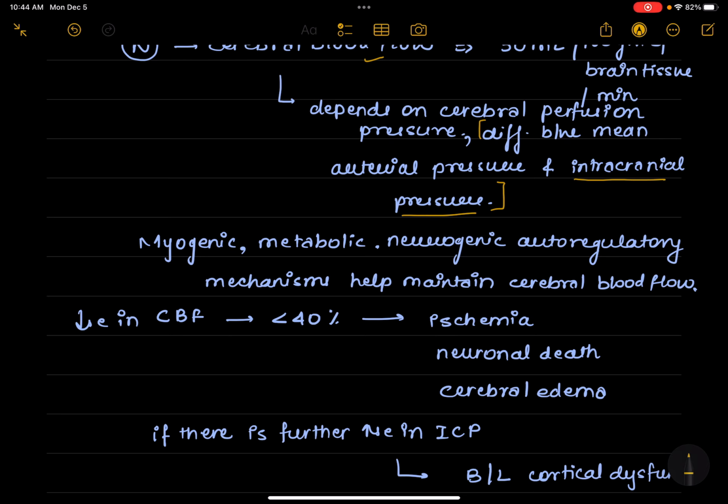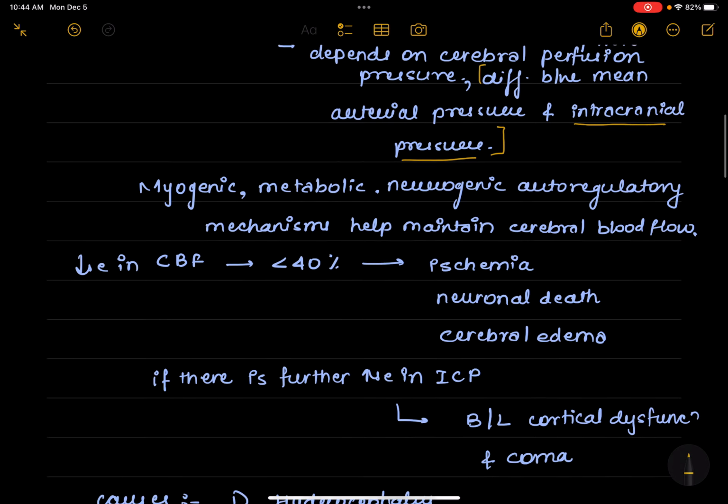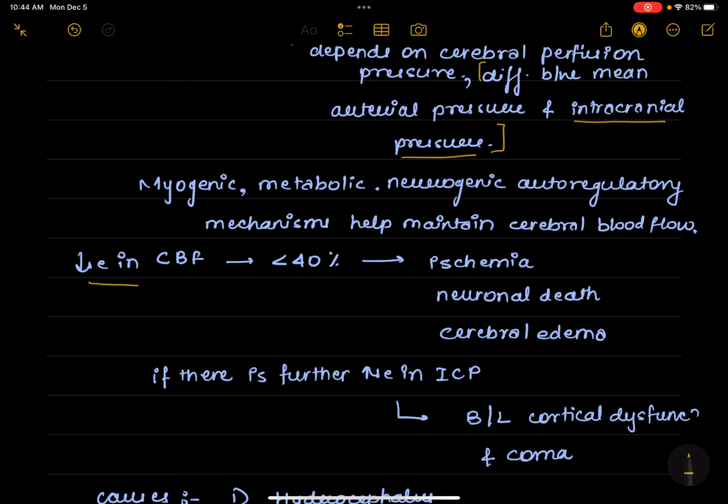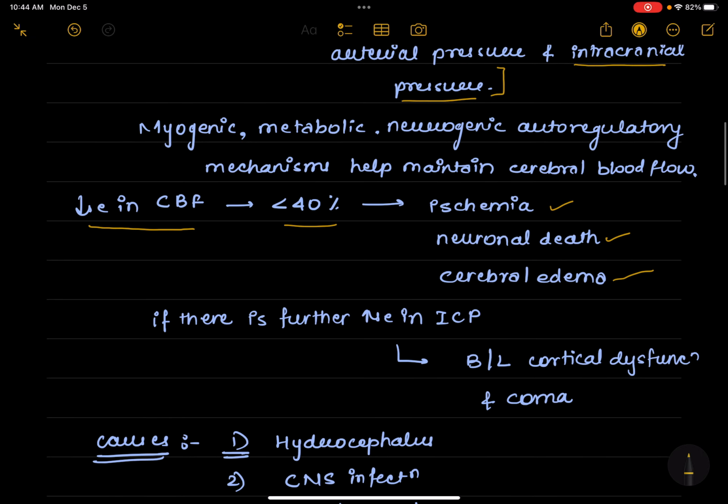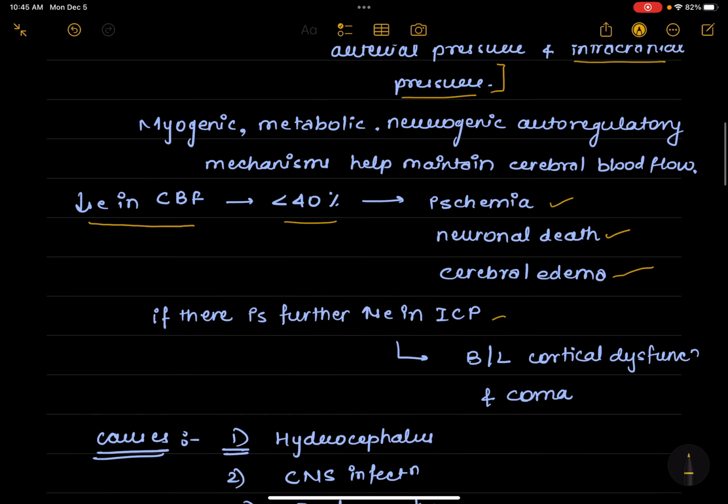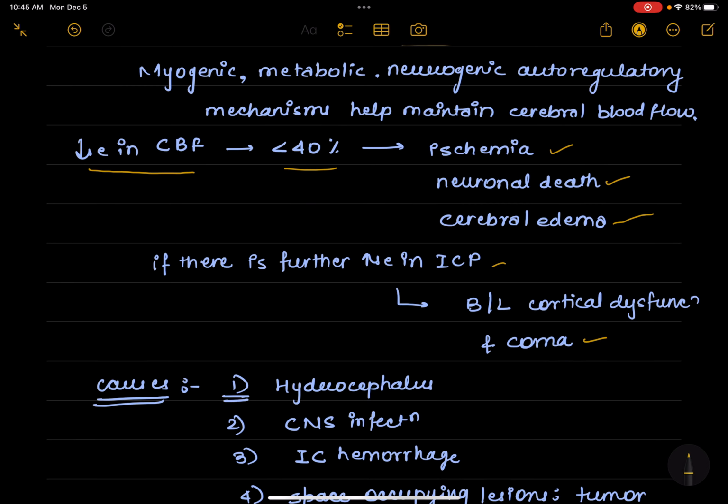Myogenic, metabolic, and neurogenic autoregulatory mechanisms help maintain cerebral blood flow. Decrease in cerebral blood flow, that is less than 40%, will lead to ischemia, neuronal death, and cerebral edema. If there is further increase in intracranial pressure, then there will be bilateral cortical dysfunction and coma.